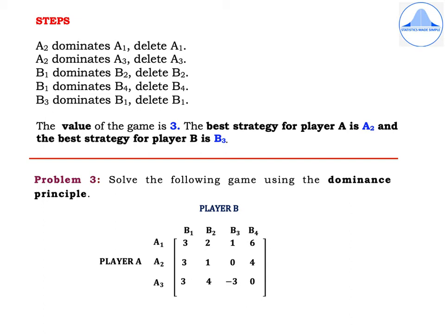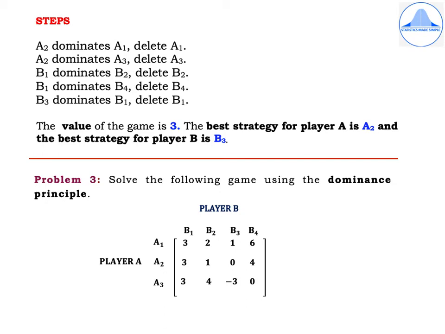So we have seen that in the final payoff matrix, the only payoff which is remaining is 3, which I have highlighted in orange color with a star, and this position is the saddle point of the payoff matrix. So the final conclusion is the value of the game is 3 and the best strategy for player A is A2 and the best strategy for player B is B3.